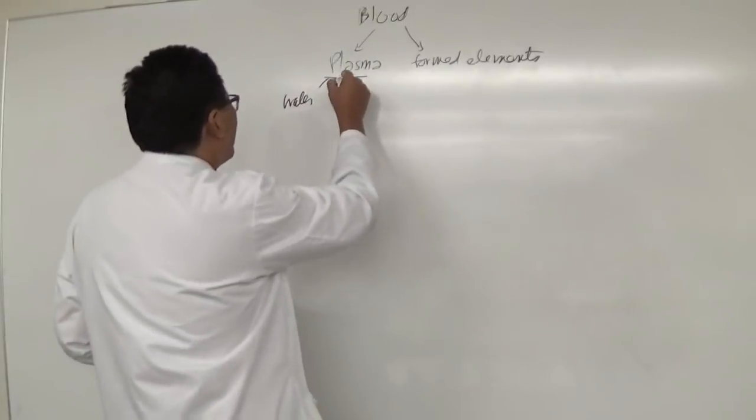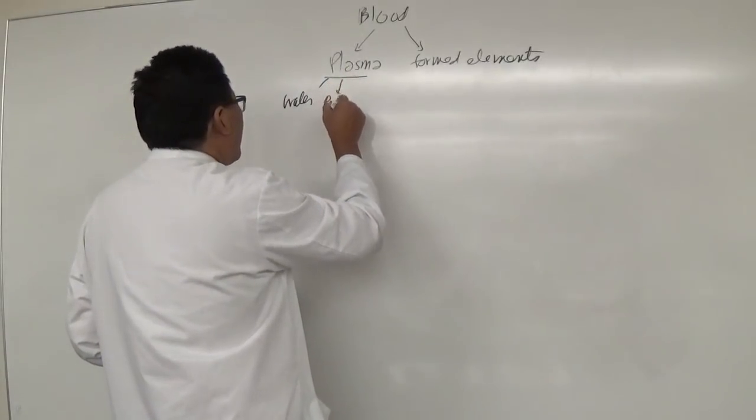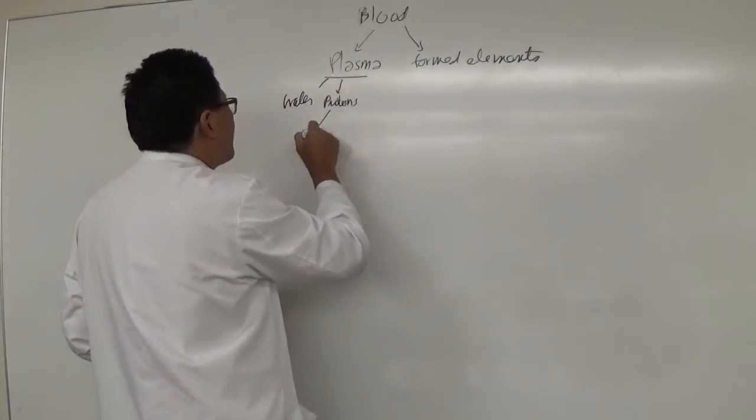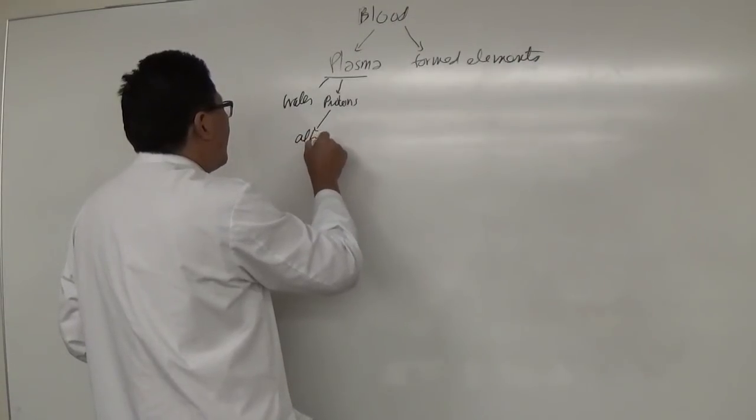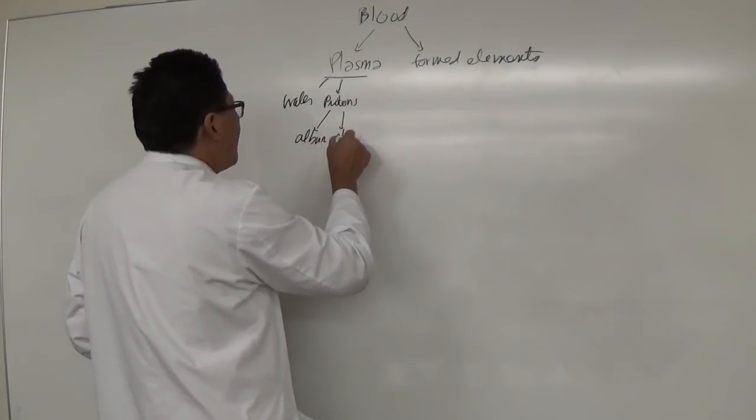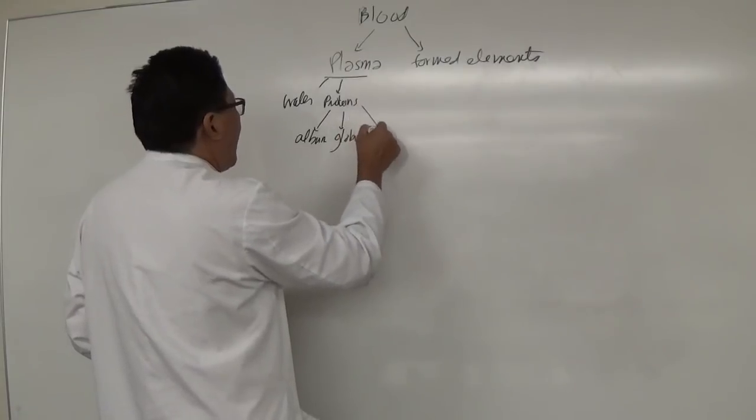Plasma proteins. Albumin. Okay, and this includes your albumin, and globulin, and fibrin. Okay, fibrinogen.